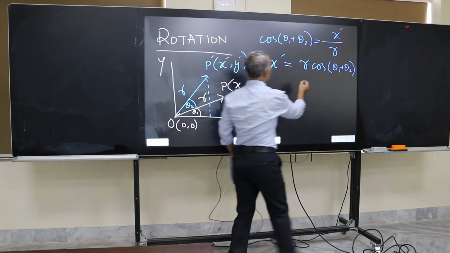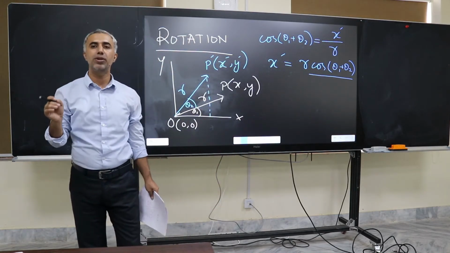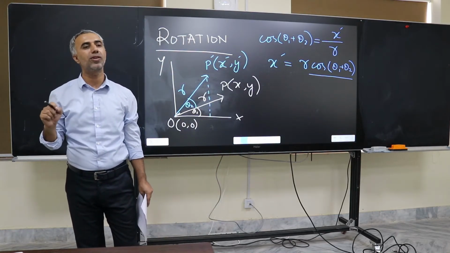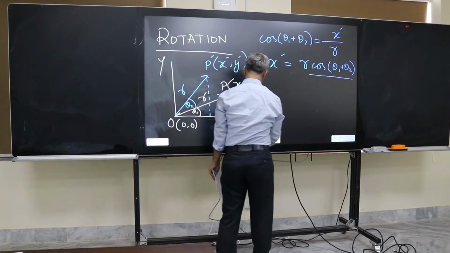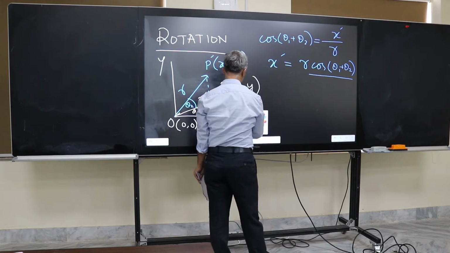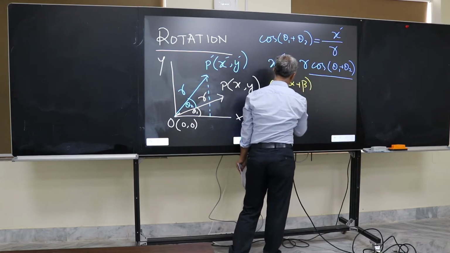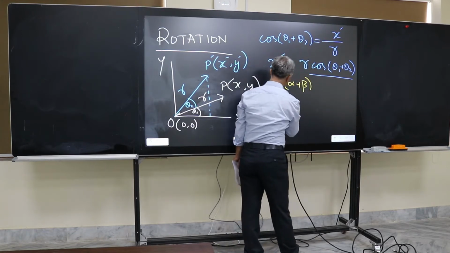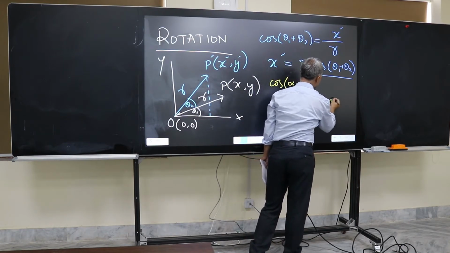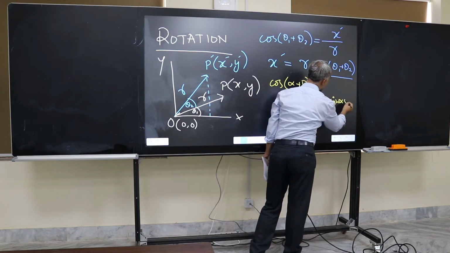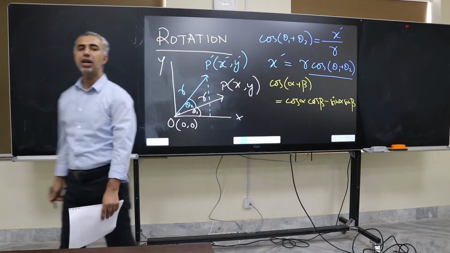Now you should apply your SSC, Secondary School Certificate, study. You studied about this in 9th grade, or maybe first year, about trigonometric values. Cos of alpha plus beta is equivalent to what? Cos alpha cos beta minus sine alpha sine beta. Here alpha is what? Theta 1. Beta is what? Theta 2.